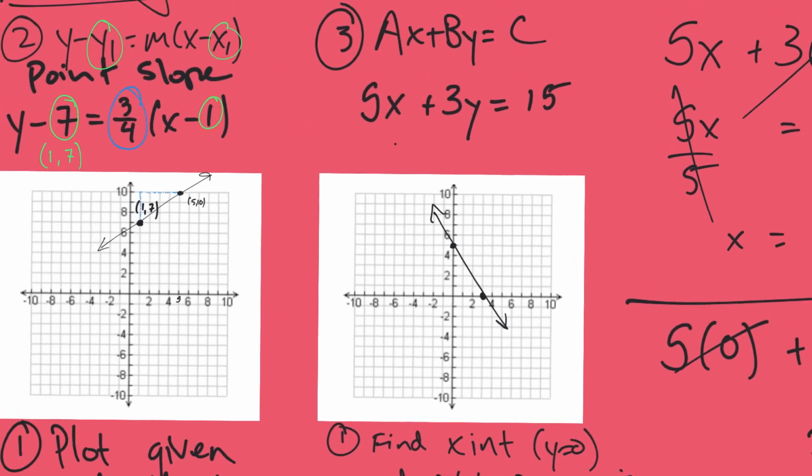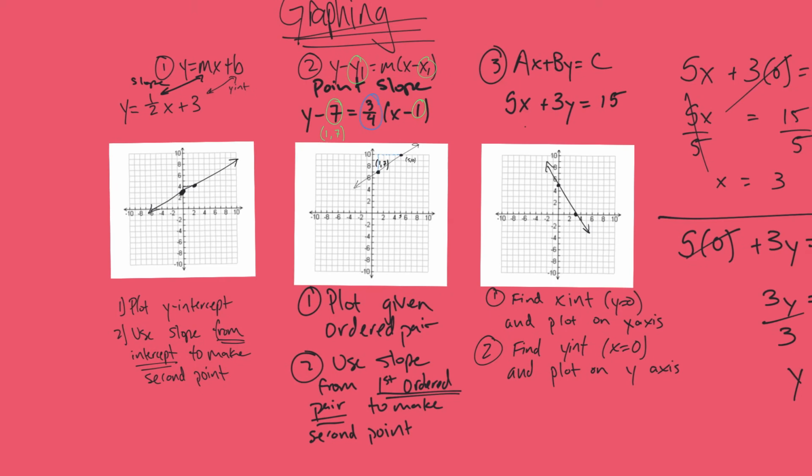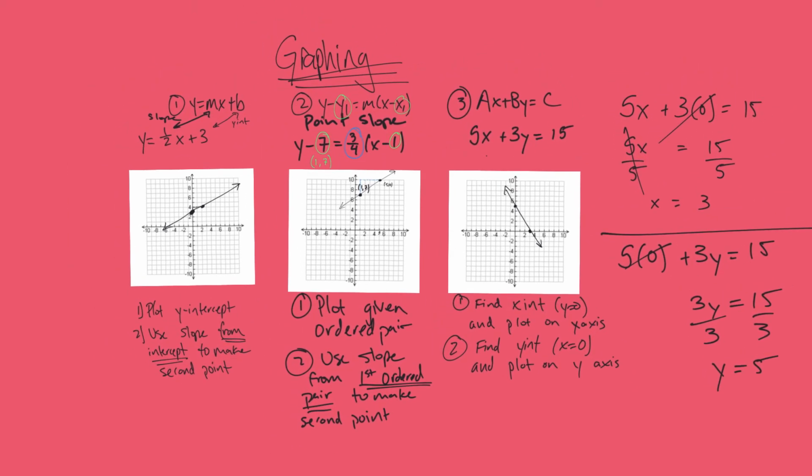So again, if you have equations in any of these forms, you have structures about how to graph in 2 steps. Slope-intercept: plot the y-intercept, use the slope. Point-slope: plot the ordered pair, use the slope. Standard: find the x- and y-intercepts, graph those.